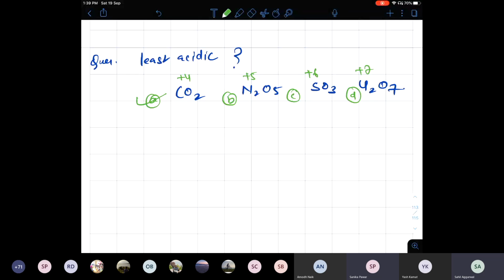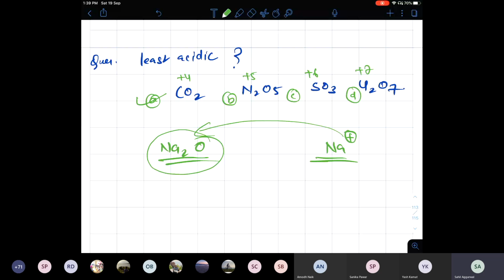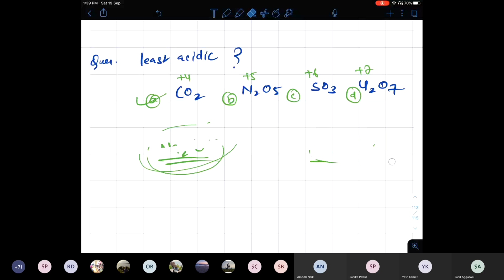Ion is an independent thing. Sodium plus and sodium oxide are two different things. Definitely in sodium oxide it is present as sodium ion, but this is different and this is different. Yes, I got it. Understood.